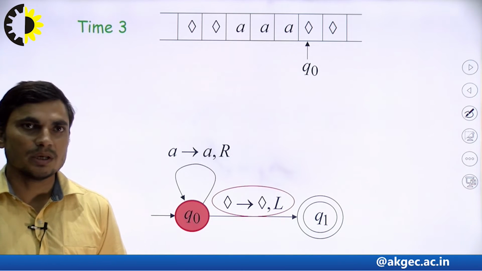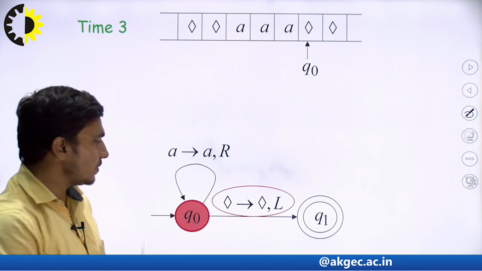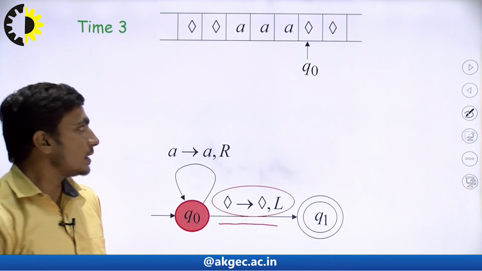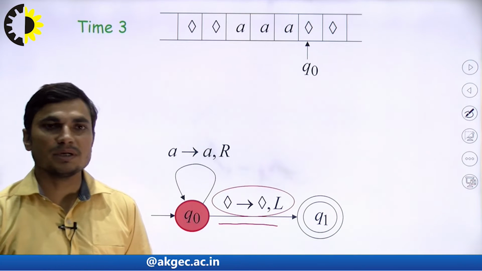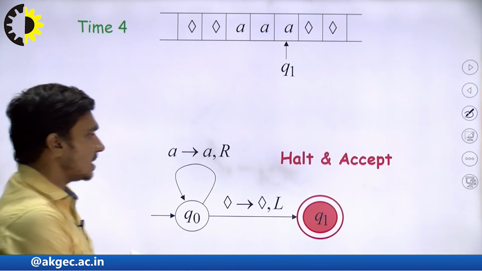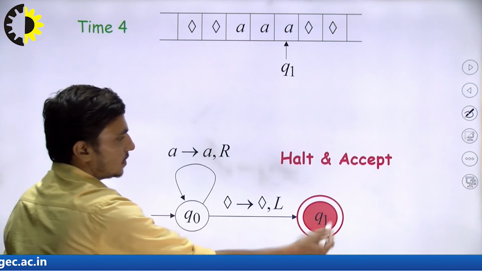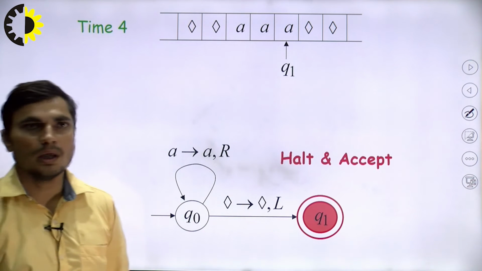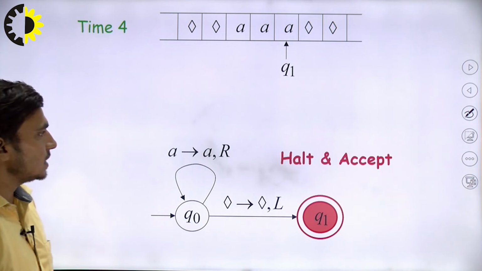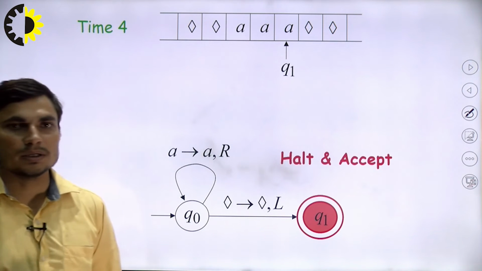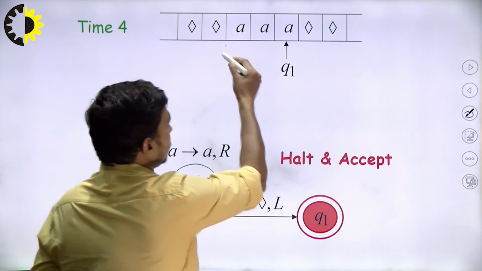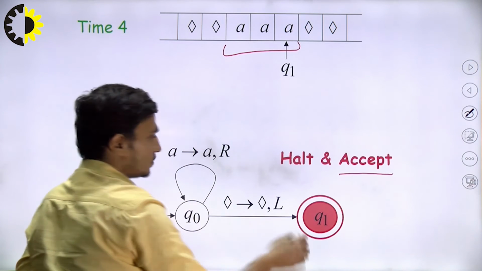Now at this position it will read an empty space, and when it is reading an empty space, this transition will follow, and after reading an empty space, it will write an empty space and move towards the left side. And when it moves towards the left side, the machine will change the state and reach state Q1. Q1 is a final state, so the machine will halt, and we can see that when the machine is halting, it is halting in the final state. So we can say that this input is accepted on this machine.